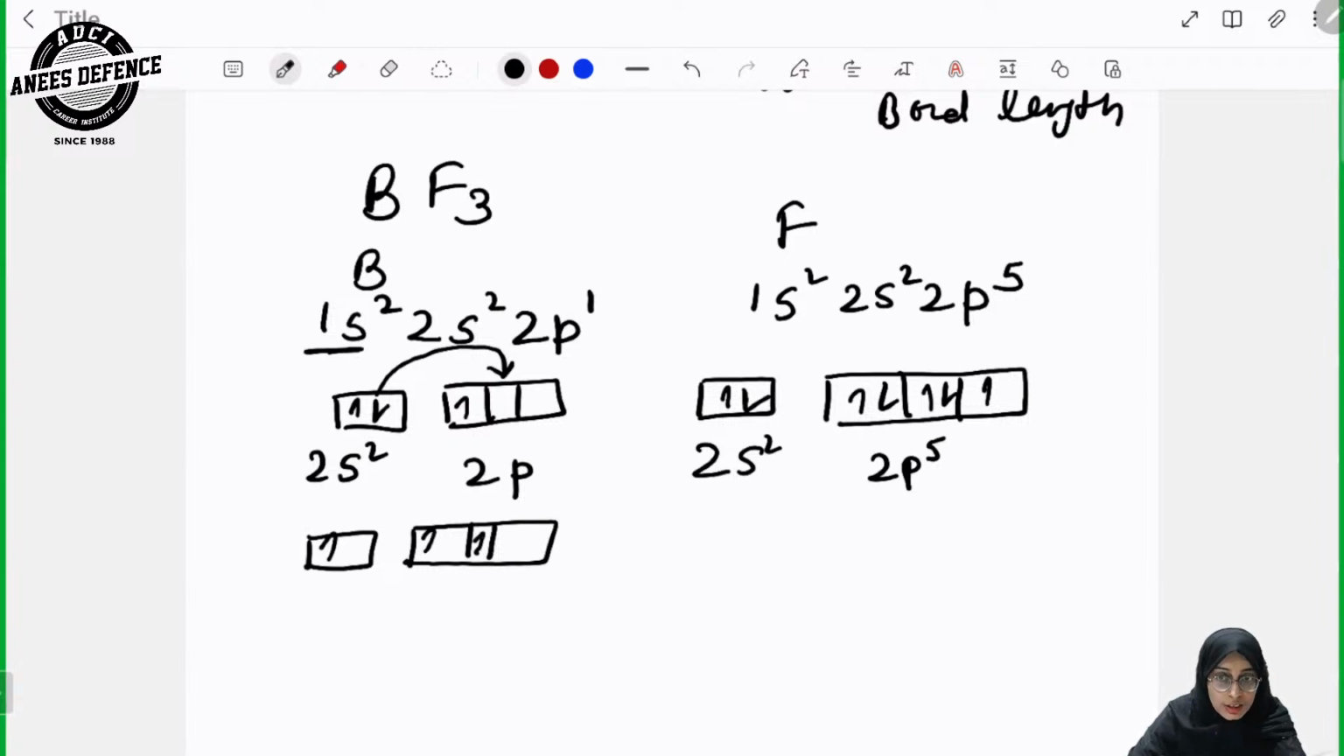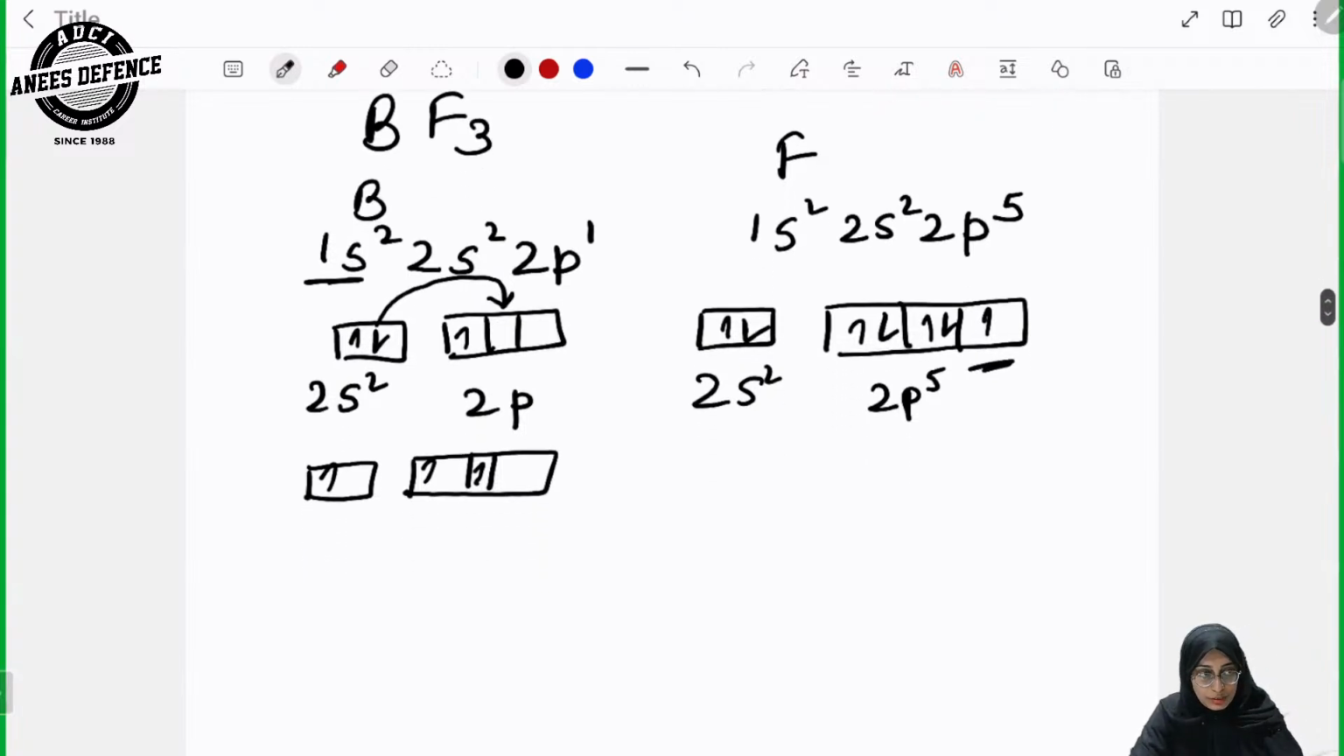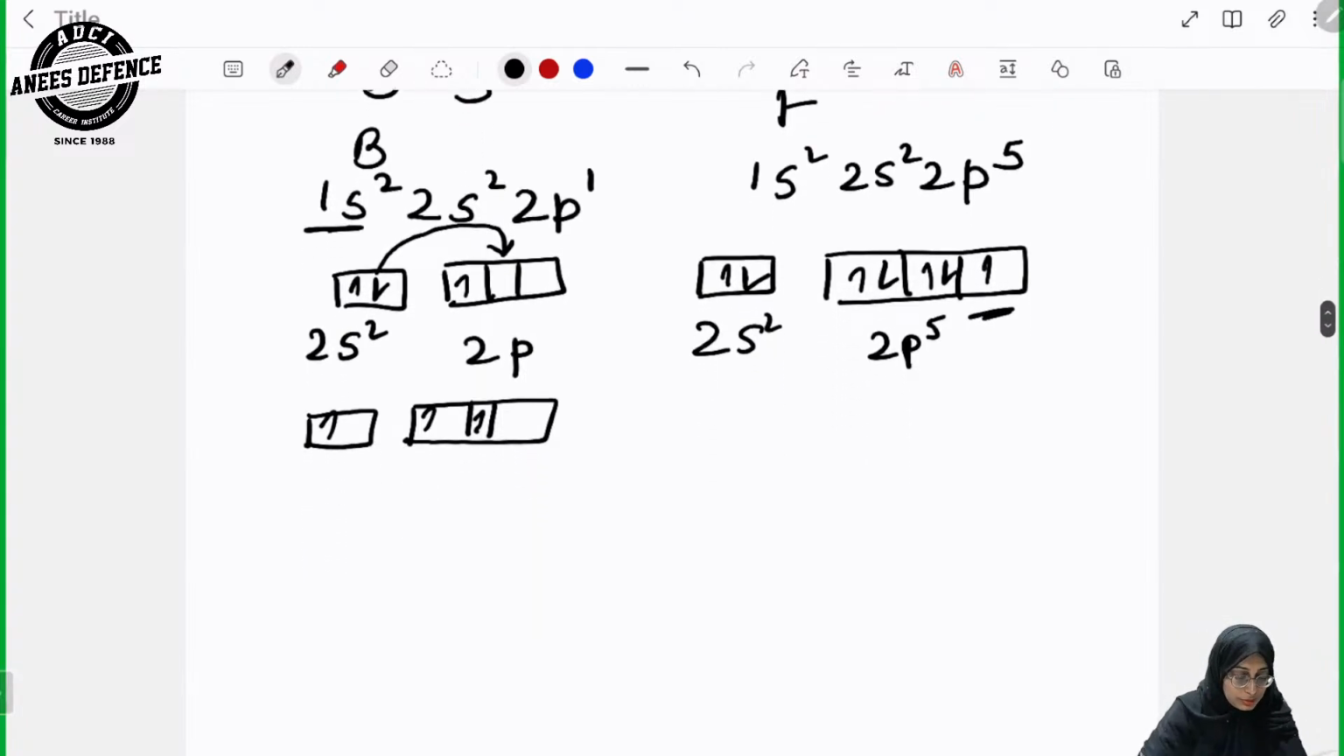Now we will have 3 unpaired electrons, 3 half-filled orbitals. And now these 3 half-filled orbitals will each pair with the 1 unpaired electron of a fluorine, and thus make the 3 bonds. So this way we can make a covalent bond.